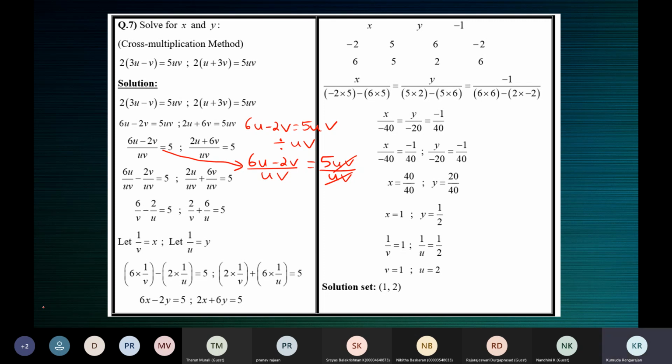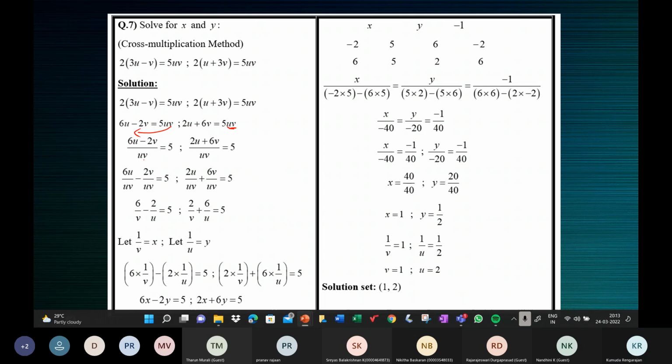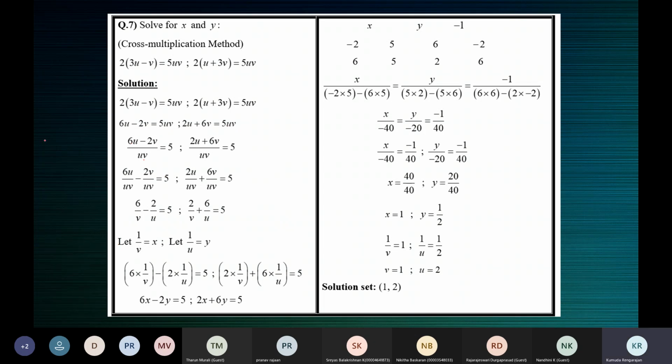So I said bring down this uv. Bring this uv to the other side for division. So it looks like the same thing here. This uv on the right-hand side comes down to the left-hand side. (2u plus 6v) by uv is equal to 5. Now divide 6u by uv and 2v by uv. So you must understand that (a plus b) by 2 can be written as a by 2 plus b by 2, or (x minus y minus z) by 3 can be written as x by 3 minus y by 3 minus z by 3.